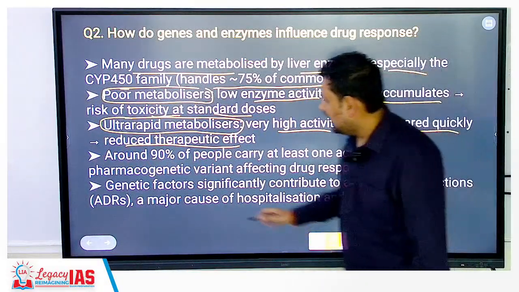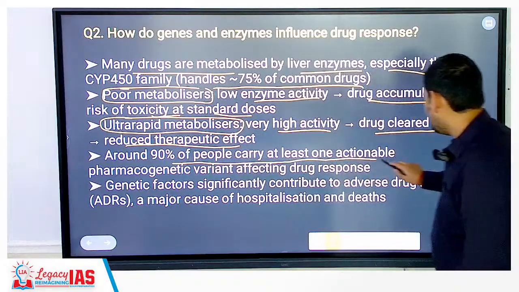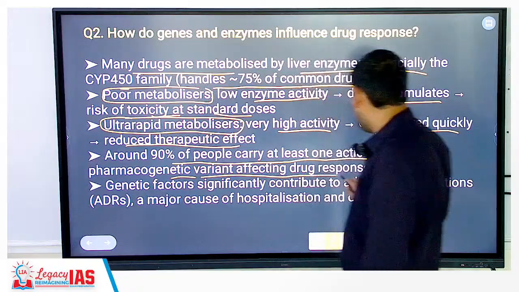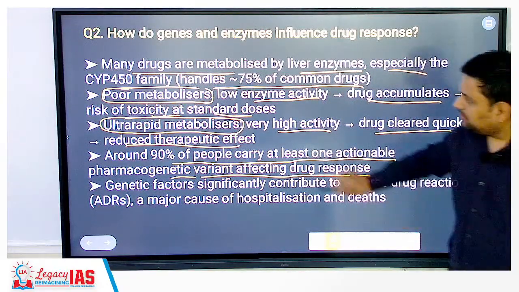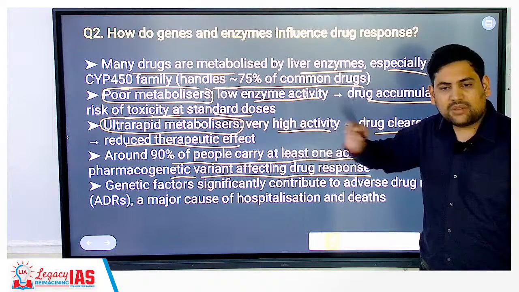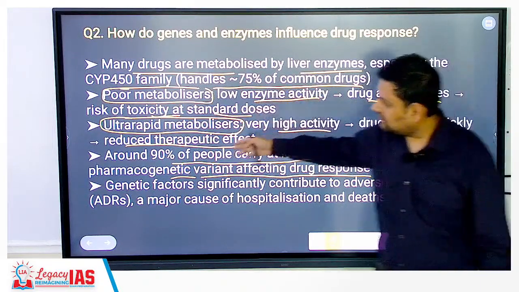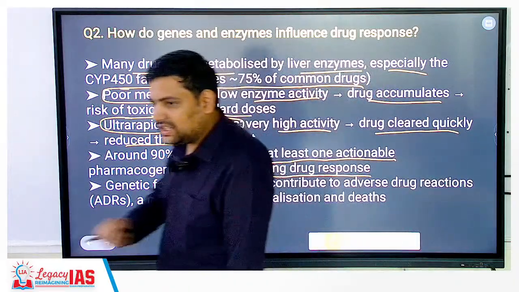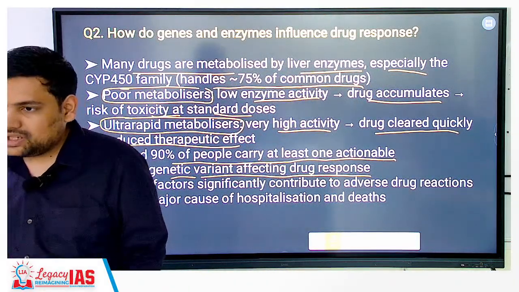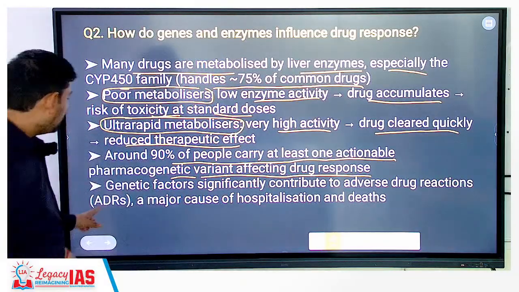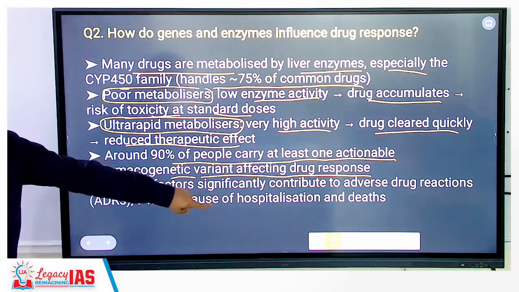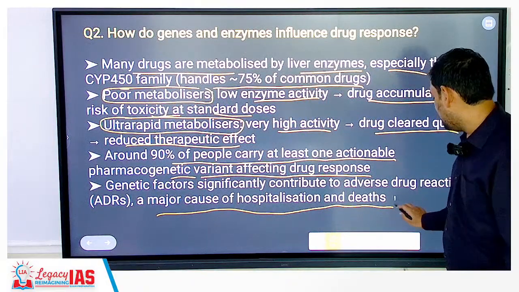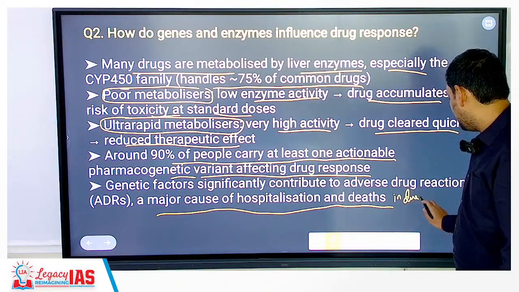Around 90% of people carry at least one actionable pharmacogenetic variant affecting drug response. So 90% of people, for some drugs they will lie at one extreme and for some at the other. That creates a problem for 90% of people, which means that for 90% of people, personalized medicine will work better. Then next, genetic factors significantly contribute to adverse drug reactions, a major cause of hospitalization and deaths in developed countries.